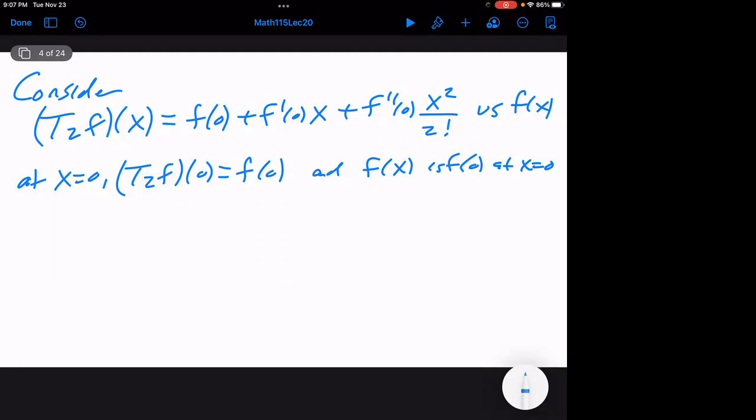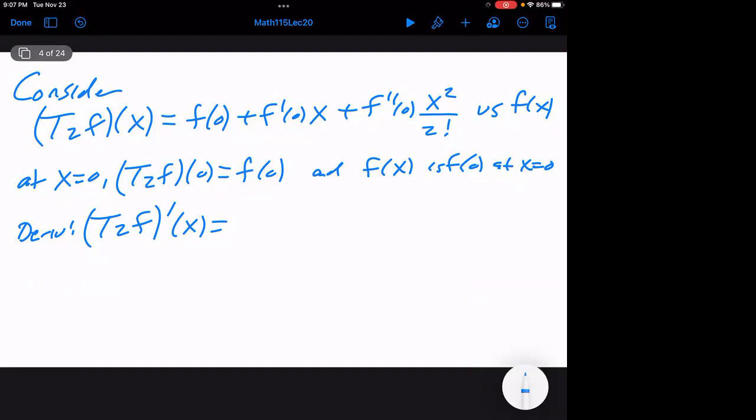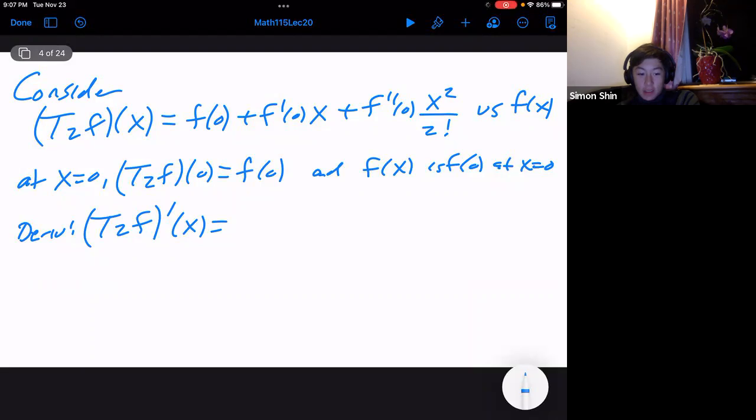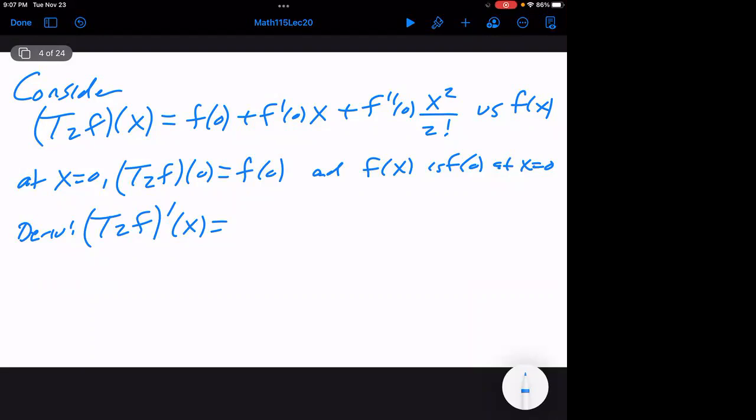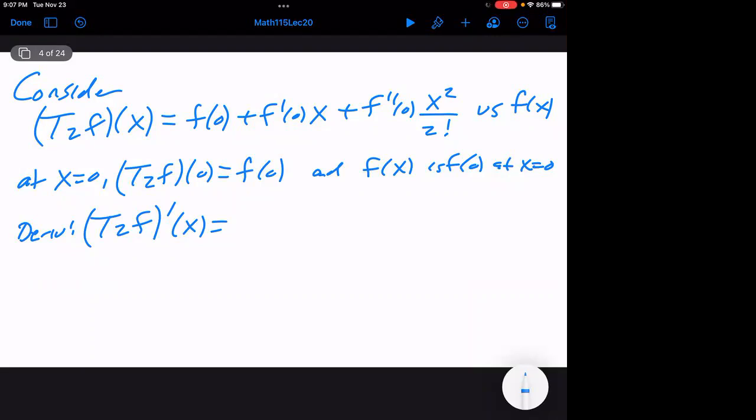Good. So now let's take the derivative. What's the derivative of the function T2 f? Let's go in order. Simon, what's the derivative of f of 0? Like f prime of 0? Nope, f of 0 is a number. Oh, like a constant. Right, f of 0 is a constant. So what's the derivative? 0. Yeah, this is one of the most confusing things people find in calculus: when I write something like f of 0, it's now just a number. So the derivative of f of 0 is 0.